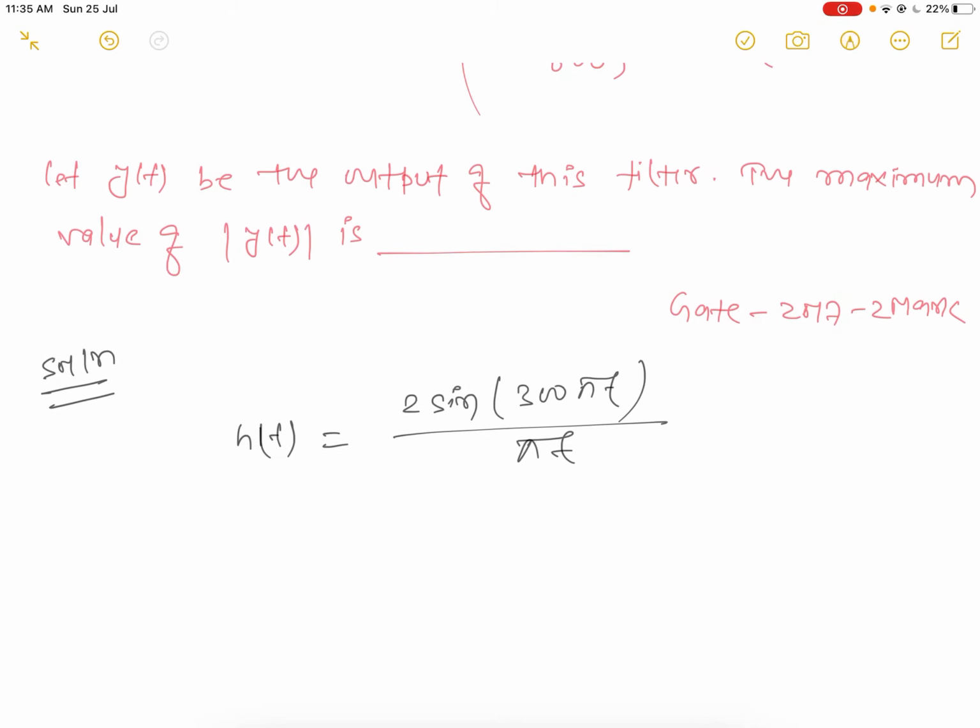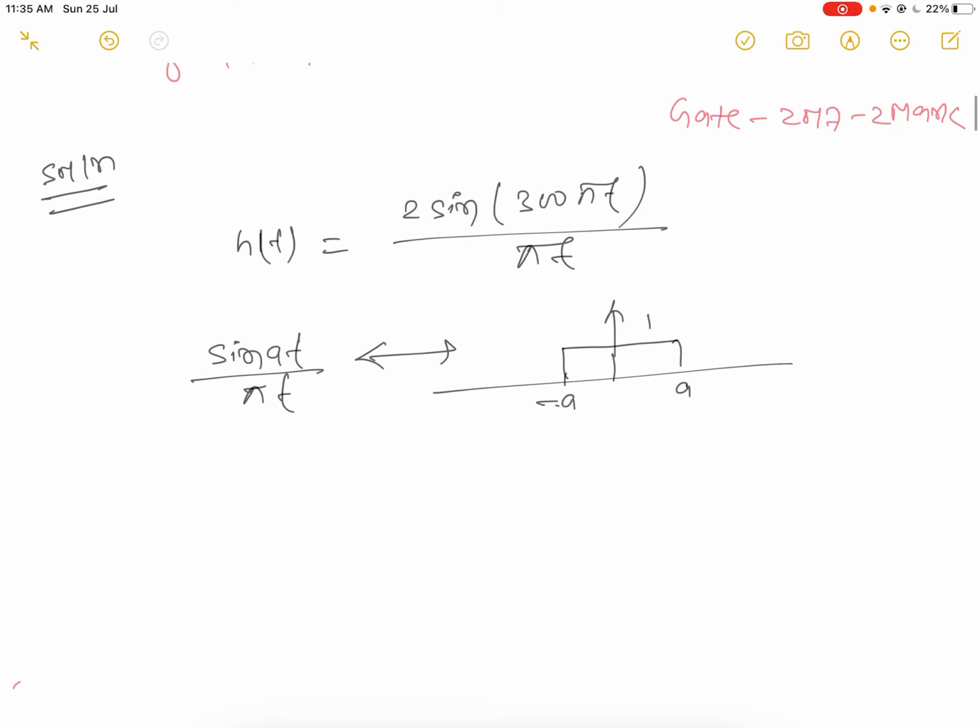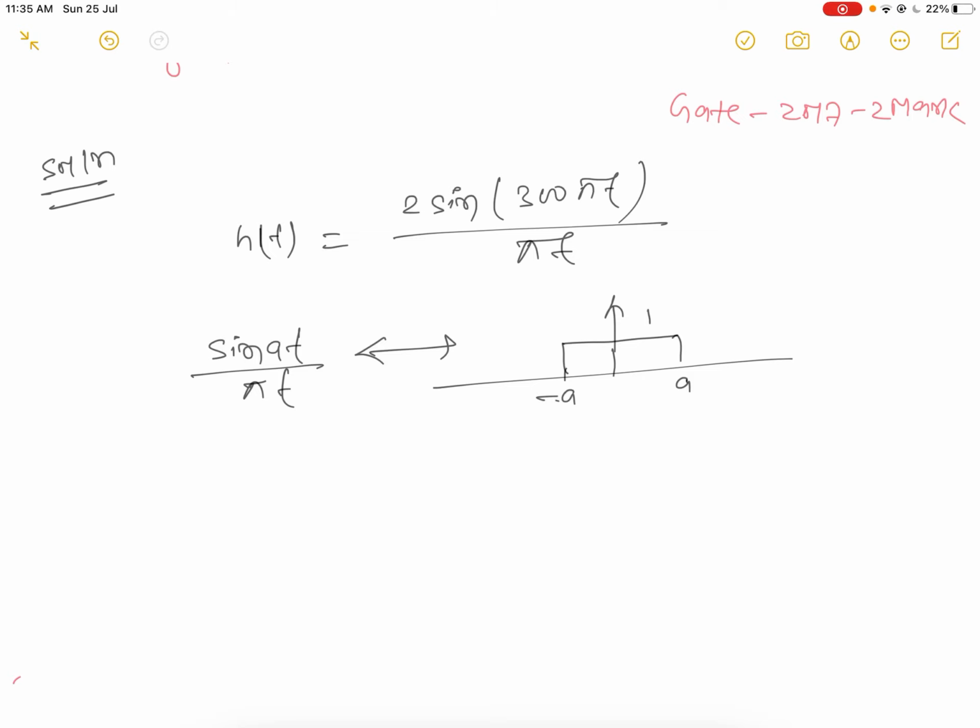In a previous video, I discussed the Fourier transform of these signals. Let us consider sin(at) / πt. Then the Fourier transform will be a rectangular pulse from -a to a with magnitude 1. In a similar way, we can draw h(t).